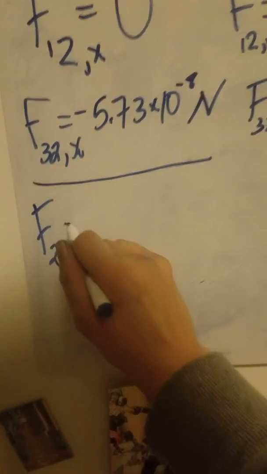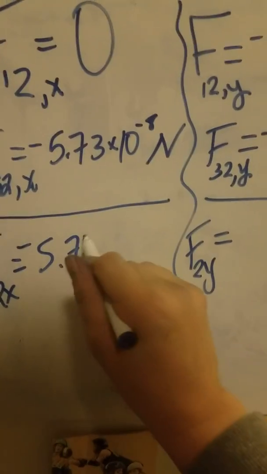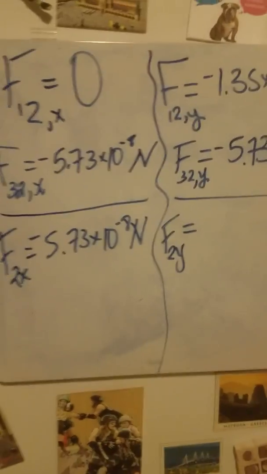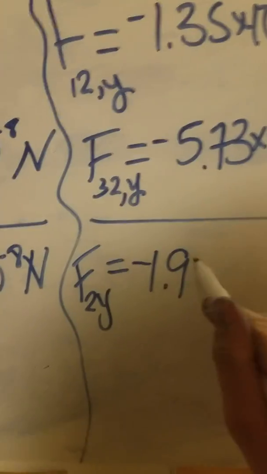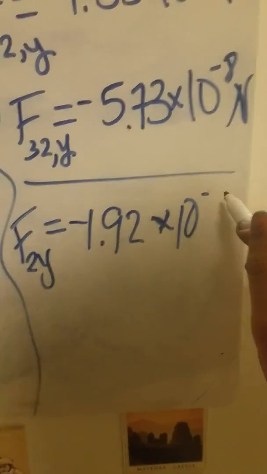F2x and F2y. So F2x, that's some easy math. F2y, adding these two together, they're both pointing in the negative y direction. It's going to be negative 1.92 times 10 to the negative 7th.